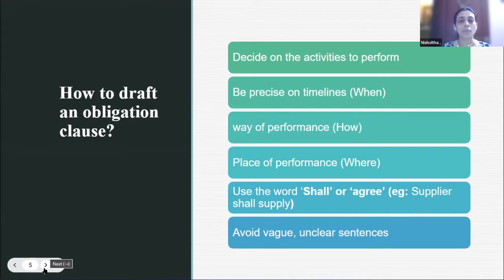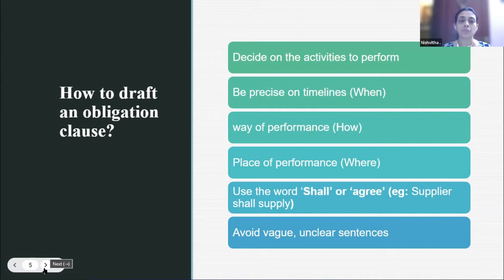So these three components, where, when, and how, have to be clearly captured in your obligation clause. Next, an obligation is always mandatory. It is not an option. I hope all of you know the difference between may and shall. May is optional. Shall is always mandatory. So you have to mention in your obligation clause that the service provider shall hereby render, or the service provider or parties mutually shall perform the following activities. So kindly use the word shall.